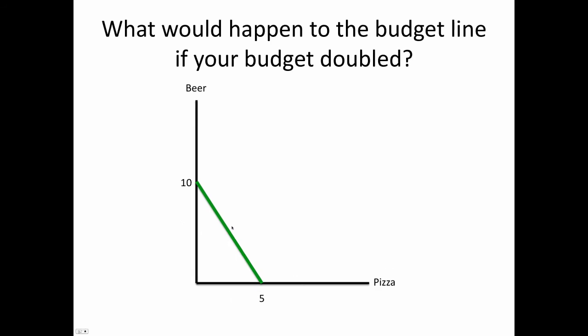Now, budget constraints are really important and really useful, and one of the things that's important to understand is how budget constraints change when either the amount of money you have to spend changes or when the prices of the goods change.